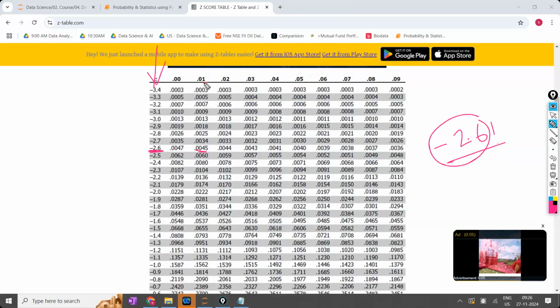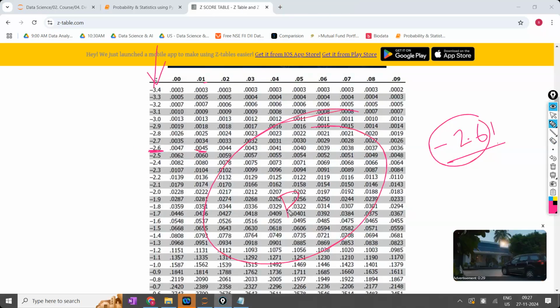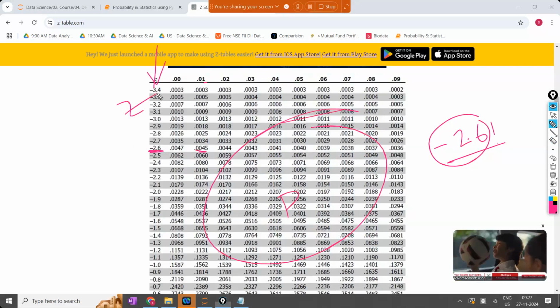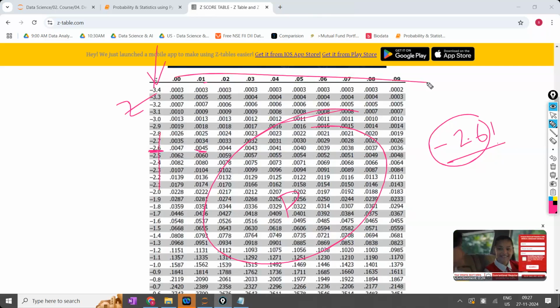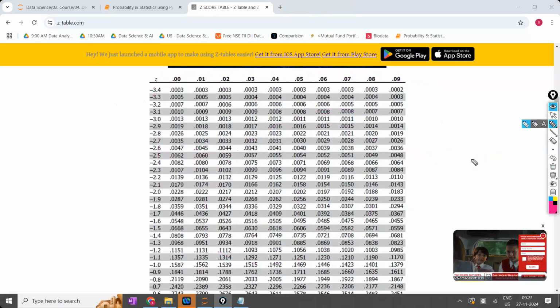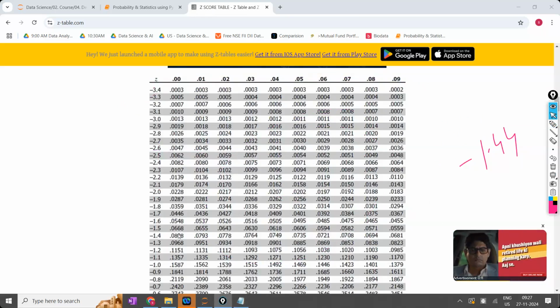Is the point clear? So what is the value? 0.0045. That is the probability. These numbers are all called probability. This is the z-score up to 1 decimal, and this is your second decimal. Now, for example, if I want minus 1.44, how do we calculate it? First, minus 1.4 here, then again 4. That is 0.0749. Like that we have to calculate. Is the point clear?